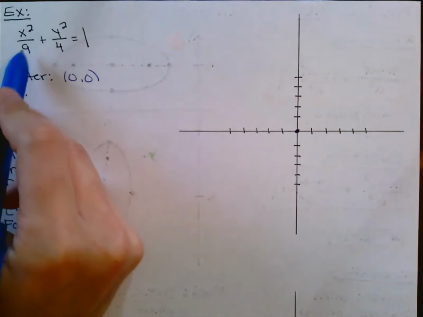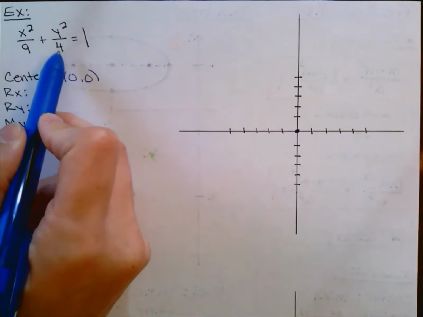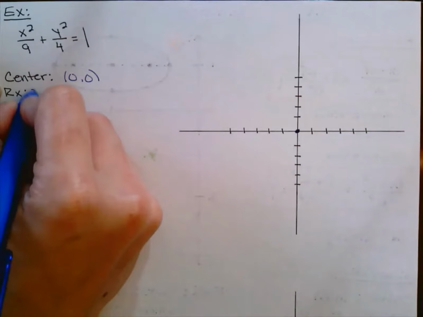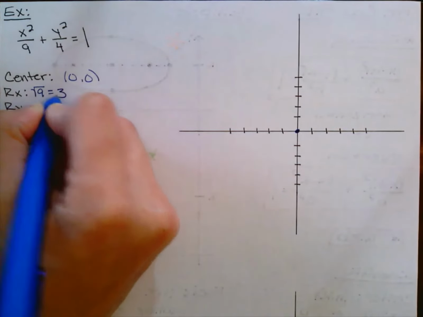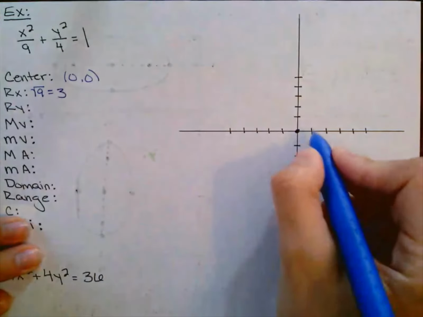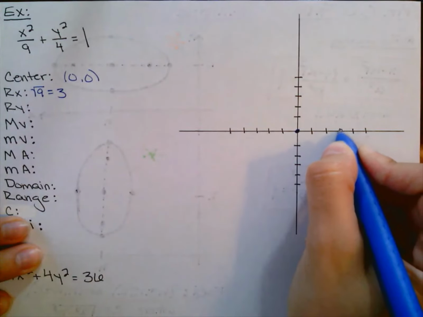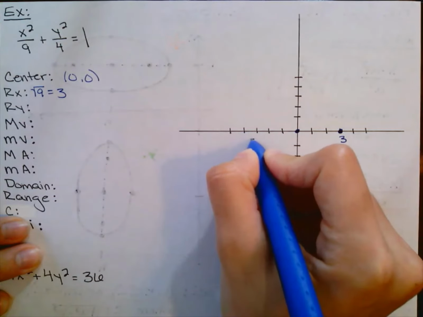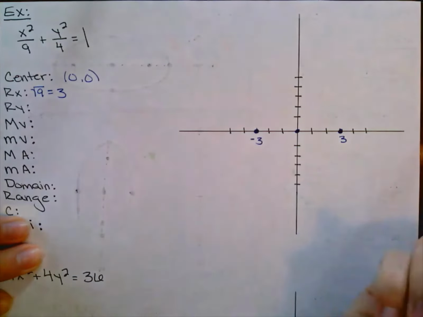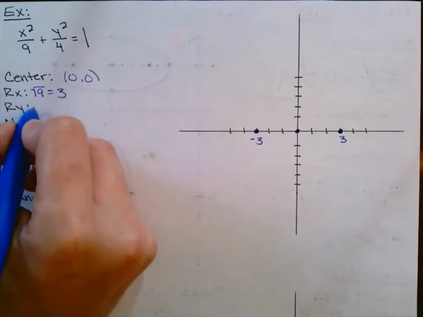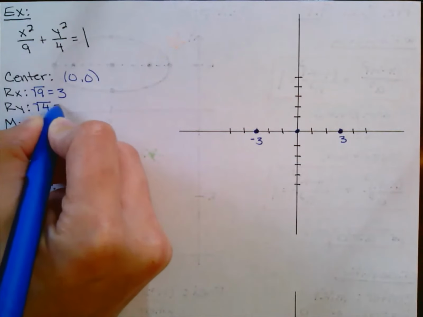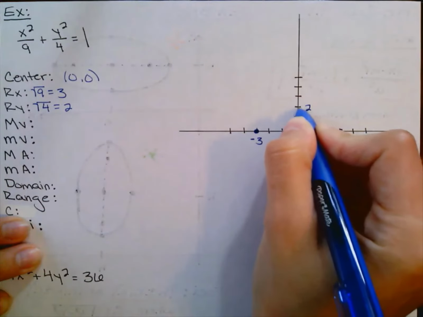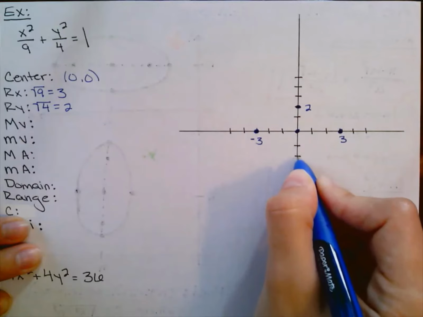Now, underneath my x, I have a 9, and underneath my y, I have a 4. So my radius for my x is going to be that square root of 9, so it's going to be 3, which means on my x, I'm going to go 3 to both sides. 1, 2, 3, and then 1, 2, 3. My y, I have a 4, so my radius is going to be square root of that 4, so it's going to be 2. I'm going to go from my center up 2, and then down 2.